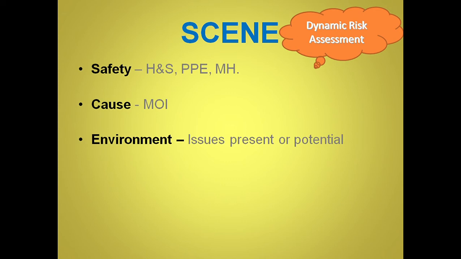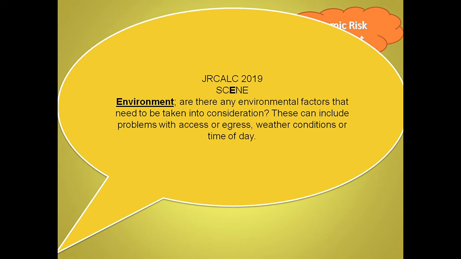That links into the environment, and you can see how these will all overlap because they're all one dynamic risk assessment. We're looking for environmental issues which are present or potential. So, from the JRCALC, the environment. Are there any environmental factors that need to be taken into consideration? These can include problems with access and egress, weather conditions, or time of day.